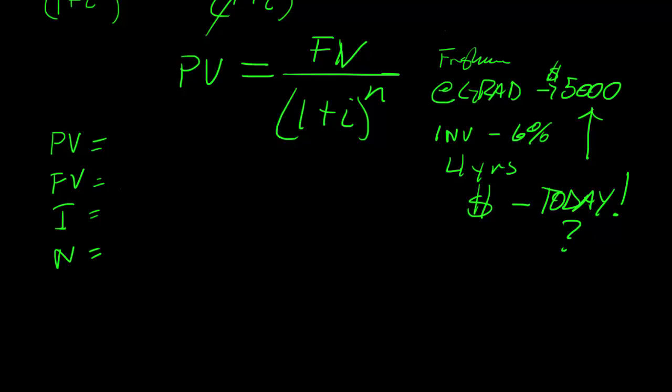I look at my cheat sheet, and I know that I don't know my present value, so there's a big question mark right here. My future value is $5,000, because it's how much money I'm going to have 4 years from now. My interest rate is 6%, and my n, the total number of periods, is 4 years. So this is just simply plugging it in.